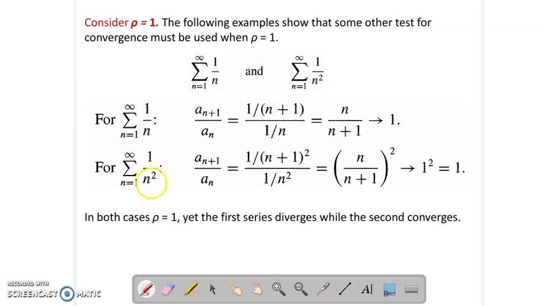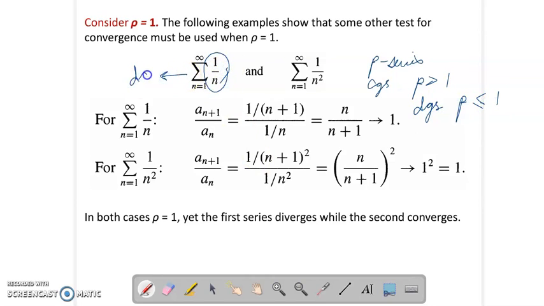For the case when rho is equal to 1, let's see with a couple of examples why the test is inconclusive. Consider rho equal to 1. The following examples show that some other test for convergence must be used. Now see this series. These both are P series, and we know a P series converges when P is greater than 1 and diverges when P is less than or equal to 1. Here, P is equal to 1, so this series diverges, and for P equal to 2, this series converges.